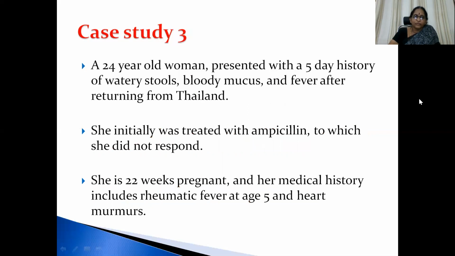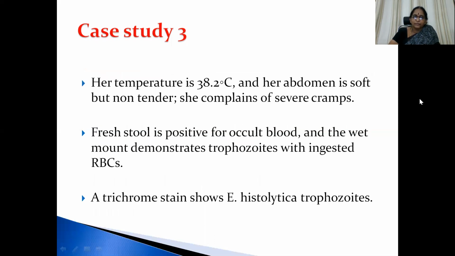Then case study 3. A 24-year-old woman presented with a 5-day history of watery stools, bloody mucus, and fever after returning from Thailand. She was initially treated with ampicillin, to which she did not respond. She is a 22-weeks pregnant lady. Remember, you have to underline this point. Her medical history includes rheumatic fever at age 5 and heart murmurs. Temperature is 38.2, abdomen is soft and non-tender, with complaints of severe cramps. Fresh stool is positive for occult blood, and wet mount demonstrates trophozoites with ingested RBCs. Point to be noted.